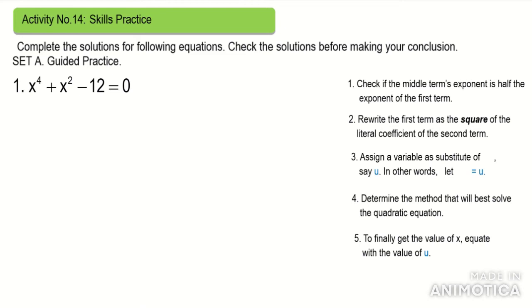So let's check. 2 is half of 4. So this can be written as a quadratic equation. So next step is we are going to express the first term as the square of the literal coefficient of the second term. Then copy the rest. We have x squared minus 12 equals 0.